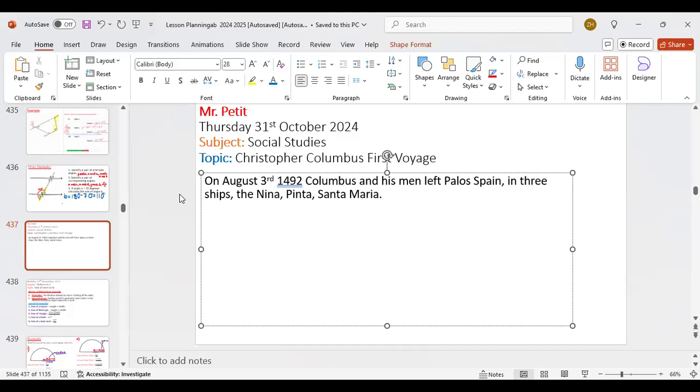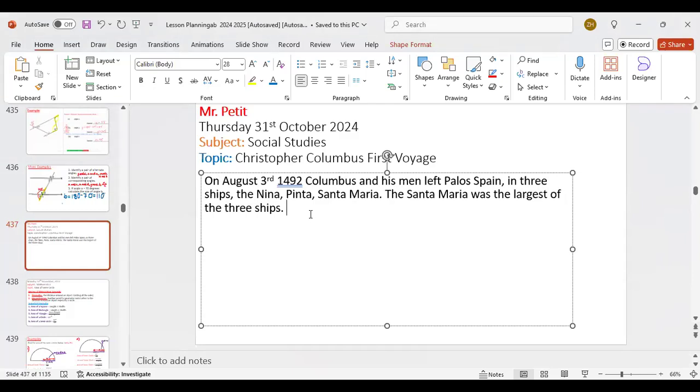Which one is the biggest one? The Santa Maria. The Santa Maria was the largest of the three ships. The Nina was the fastest one.